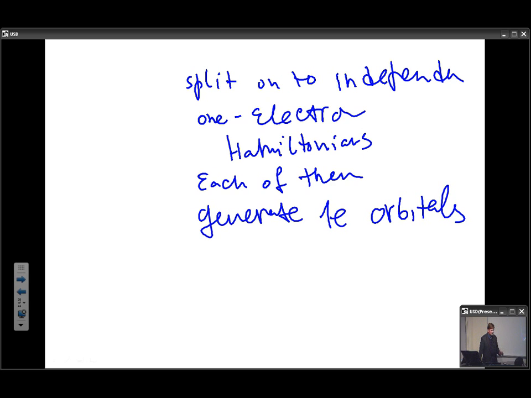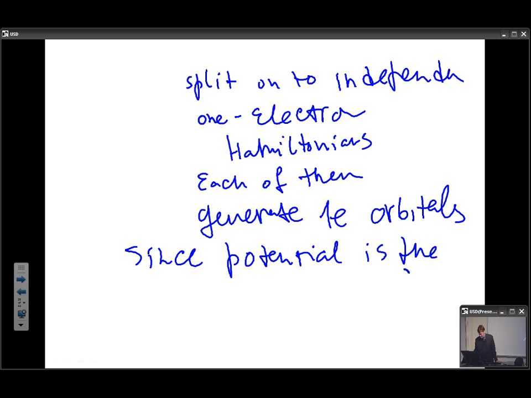But since the electrons do not interact, since the potential is the same, the solutions for those lower order eigenvalue problems will be the same. The set of orbitals obtained for each electron will be the same, will have the same form.